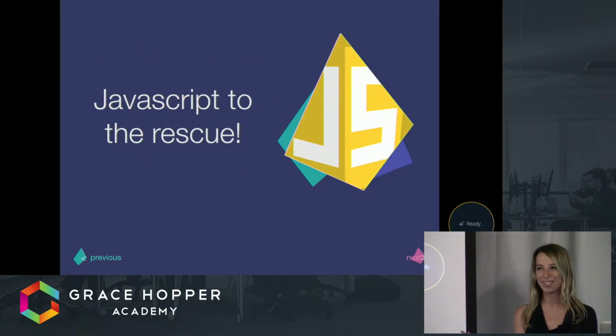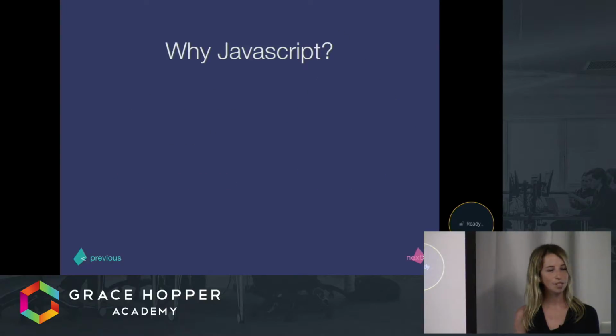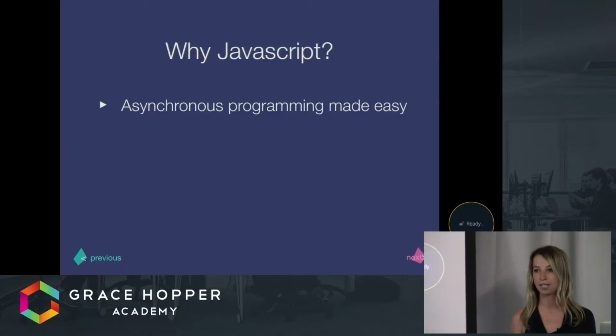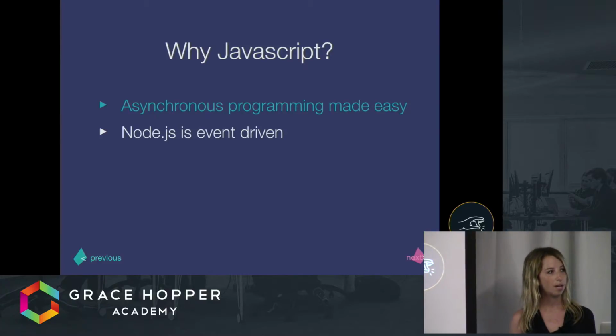So JavaScript to the rescue, a language we all know and love, and more specifically Node.js. Why JavaScript for the Internet of Things? It's asynchronous, and it makes it really, really easy to have multiple events going at the same time with promises and callbacks. And Node in general is really event-driven with event emitters and sockets and being able to register multiple things happening at the same time.